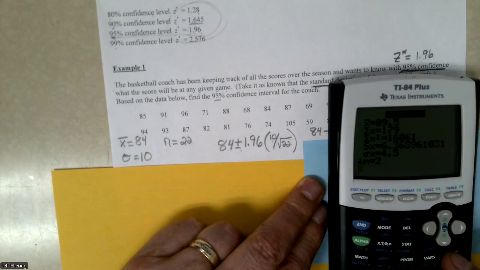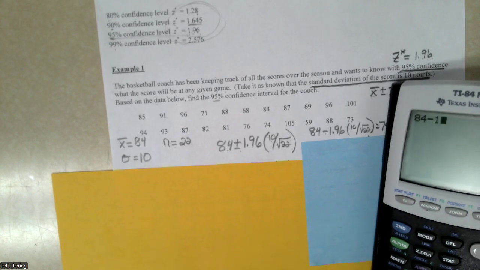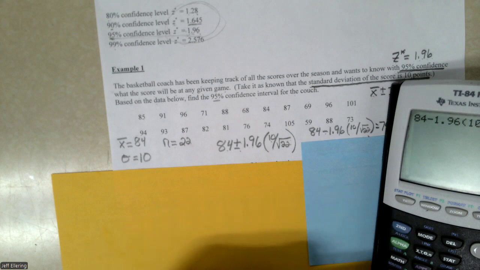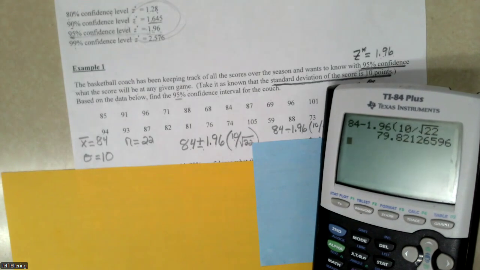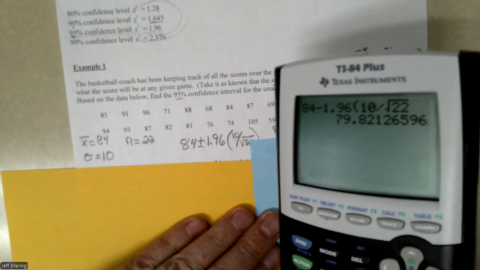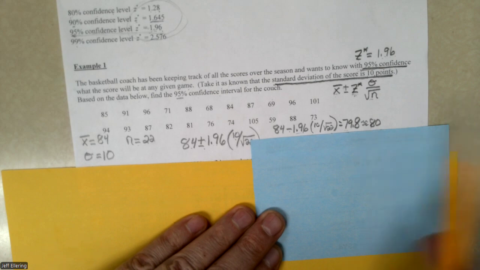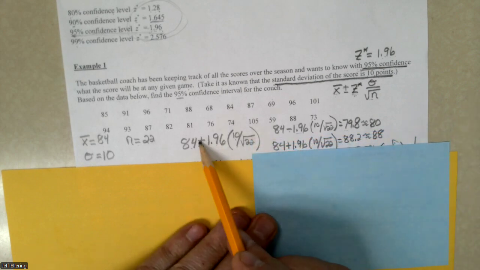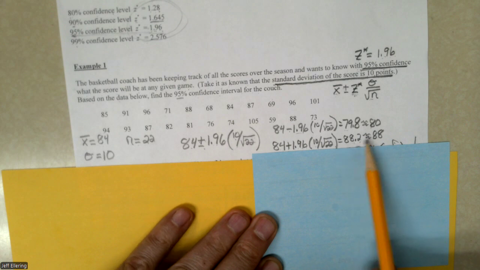Again, you're going to take your calculator. I'll do this once. We're going to go 84 minus the 1.96 times the 10 divided by the square root of 22. You don't even have to close the parentheses. That gives us 79.8. We're going to round that to 80 because you can't have part of a basketball point. Then we're going to do the plus part: 84 plus the 1.96 times all of that, and we get 88.2, or approximately 88.